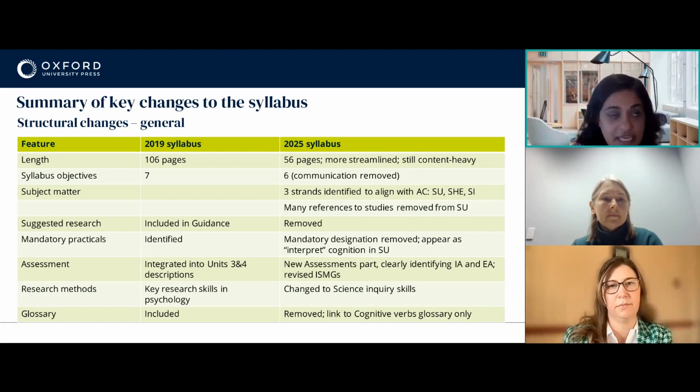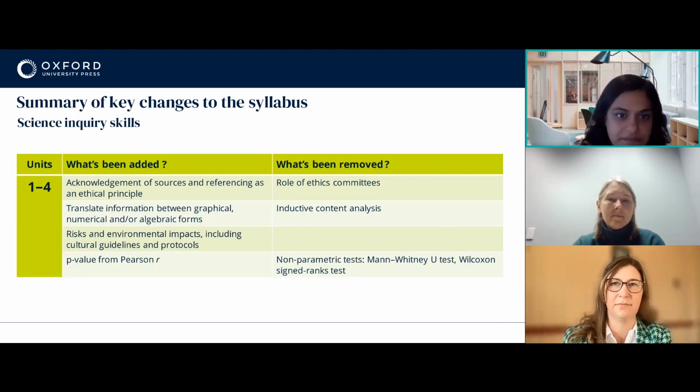And the key research skills that are at the beginning of the syllabus, page 14 or 16, I can never remember, have now changed into science inquiry skills, and the glossary is removed, and the link has been made to the glossary list for all of the sciences.